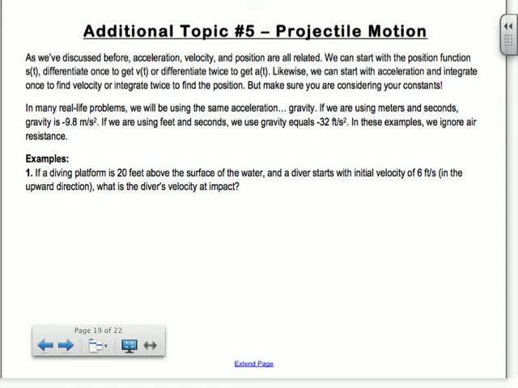Okay, so in many real-life problems, we will be using the same acceleration. It's the acceleration of gravity, right? If we're using meters and seconds, gravity is negative 9.8 meters per second squared. So you might want to underline that so you can find it easily. And if you're using feet and seconds, we're going to use gravity as negative 32 feet per second squared.